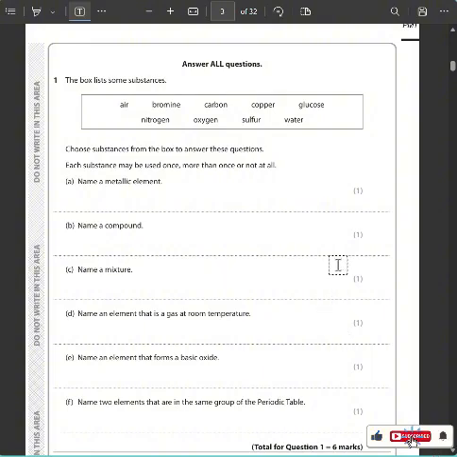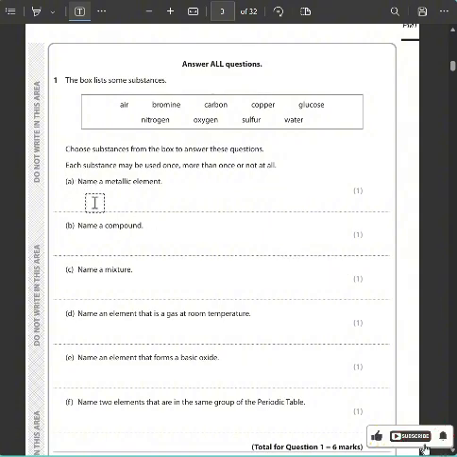The first question. The box lists some substances. We can see the substances in the box: air, bromine, carbon, copper, glucose, nitrogen, oxygen, sulfur, and water. Choose substances from the box to answer these questions. Each substance may be used once, more than once, or not at all. The first question: name a metallic element.